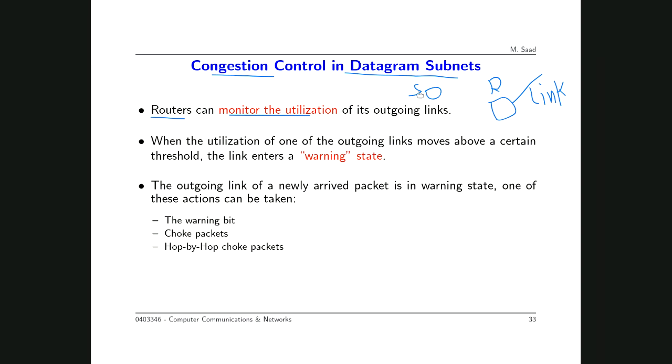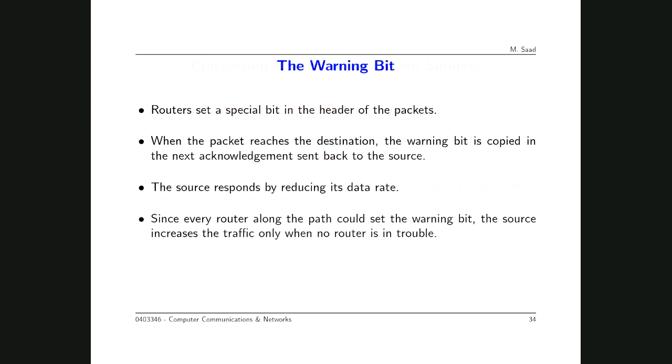Now, how does the router inform the sender? We have three mechanisms that we'd like to talk about, and after them, actually, we have a fourth nice mechanism. The first one is called the warning bit, and the second one is called choke packets, and the third is hop by hop choke packets. So let's see how the warning bit works.